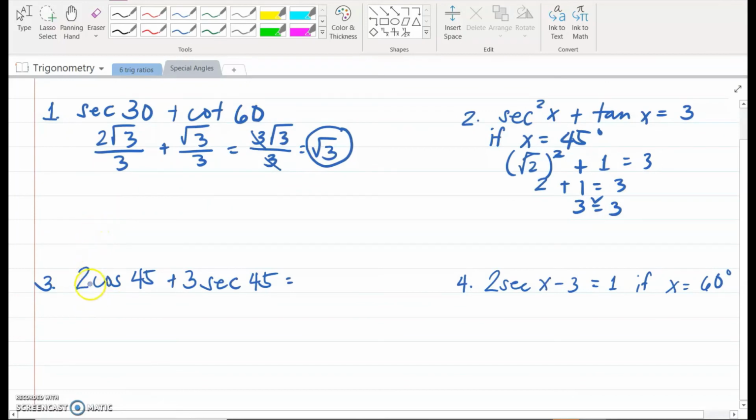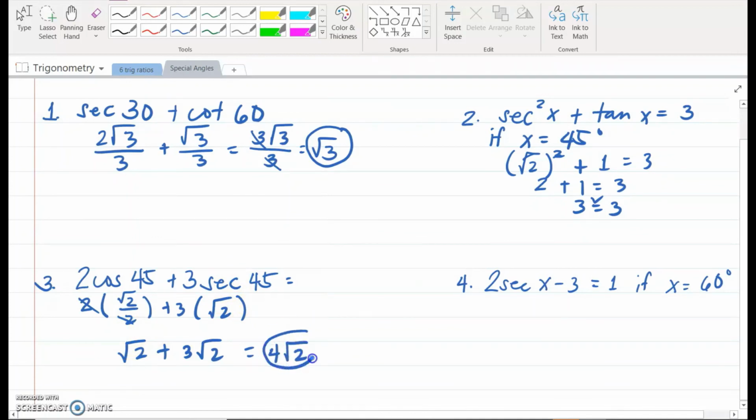Next, number 3, you have 2 cosine 45 plus 3 secant 45. So you have 2 cosine 45 first, so you have square root of 2 over 2, plus 3 secant 45, which is square root of 2. So here we can cancel 2 and 2. So you have square root of 2 plus, just multiply this, 3 times square root of 2. Then you add this one. Here there is a number 1 beside square root of 2. So 1 plus 3, so that will be 4 square root of 2.